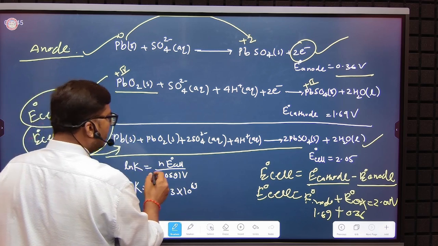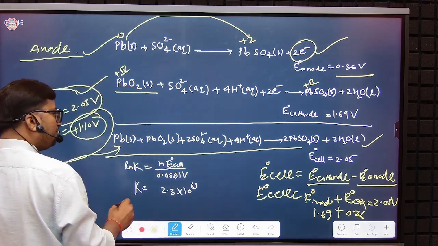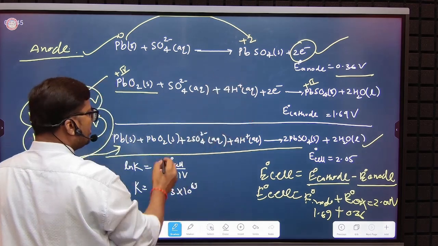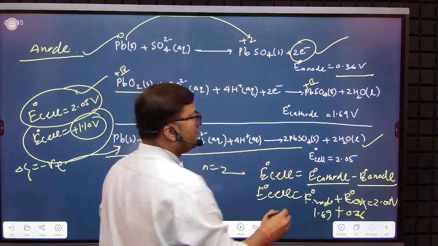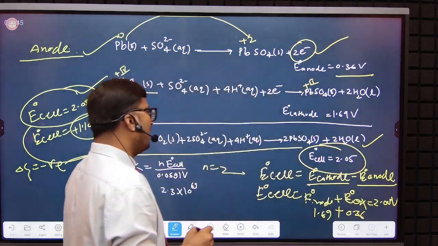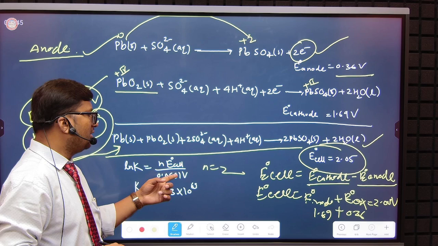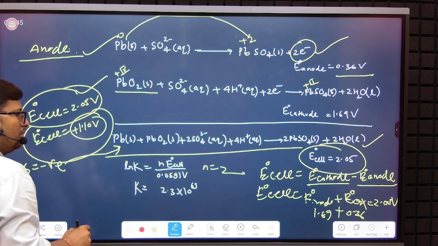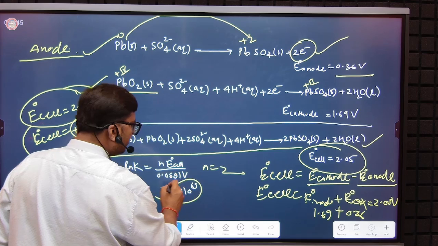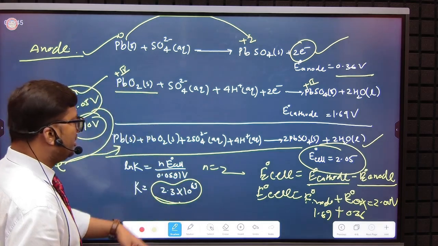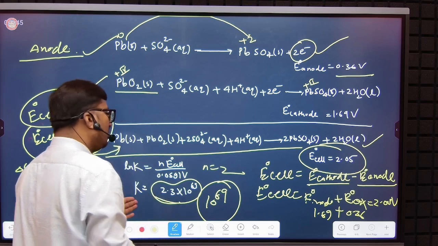So ln K is n E0 cell upon 0.0591 volt. Here n is 2, that is 2 electrons, and E0 cell is this value 2.05, and this is the constant 0.0591. After calculation, we will get 2.3 into 10 to the power 69. So 10 to the power 69 means the equilibrium constant is very, very high, right?